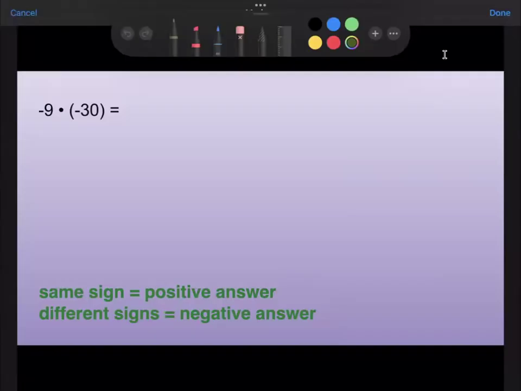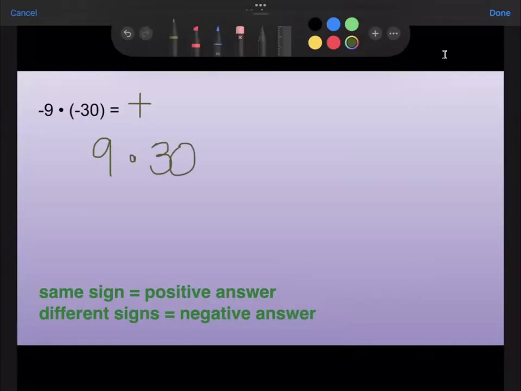Okay, here is our next one. We're going to multiply -30 times -9. I said that backwards, but those are the same two numbers, -9 times -30. These are the same sign, so that means we're going to end up with a positive answer. I'm going to go ahead and put a plus here, just so I remember that I've already thought about this. Now I just have to do 9 times 30. So I'm going to rewrite that here, 9 times 30.